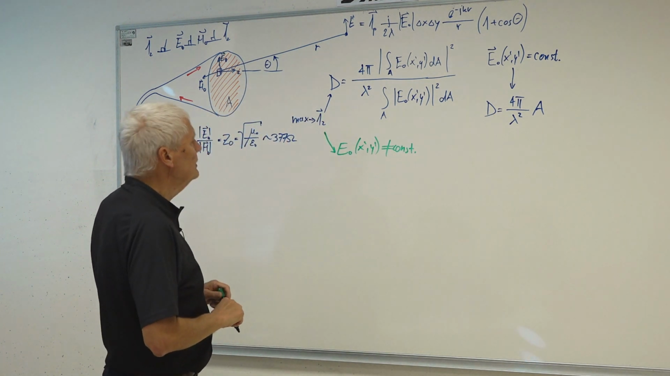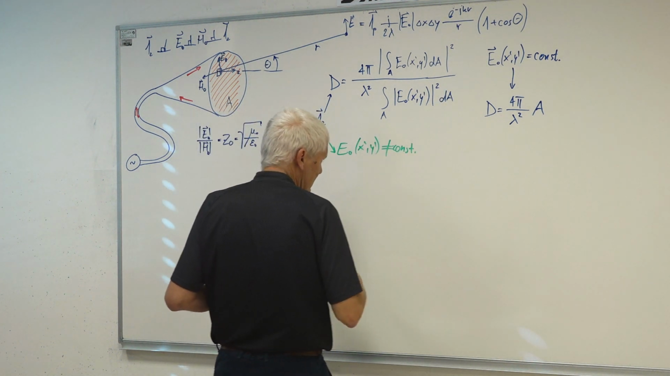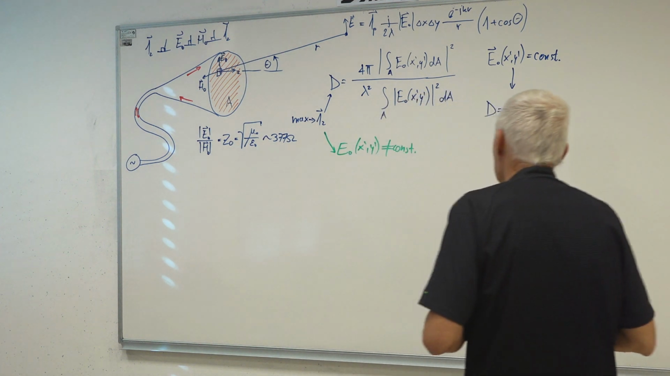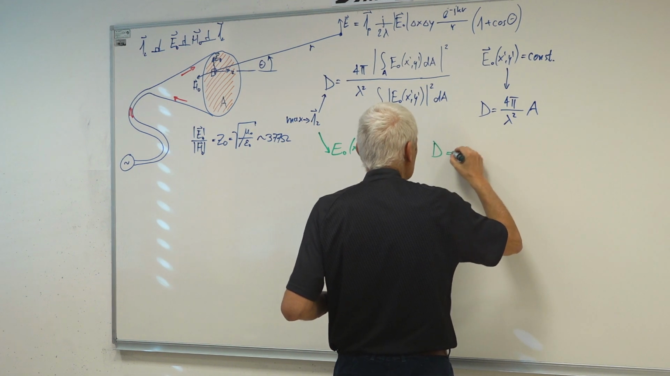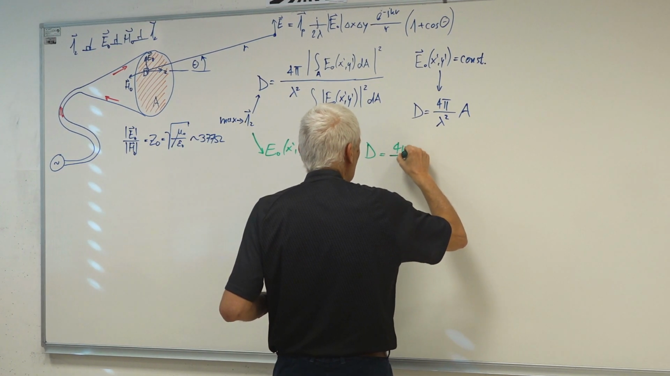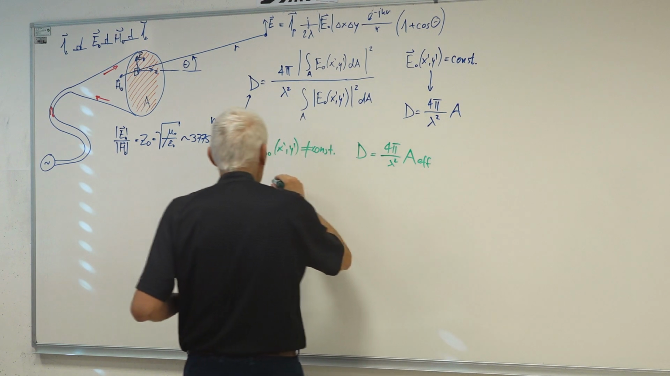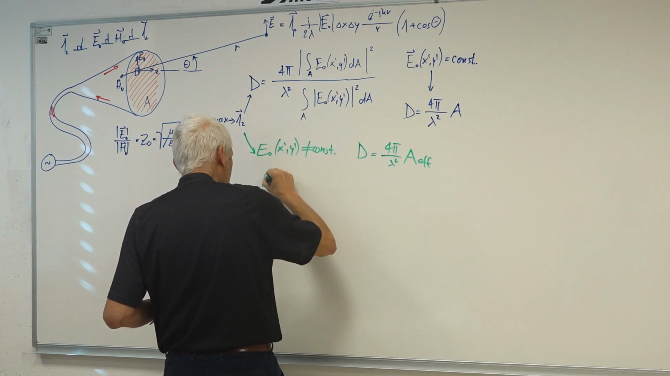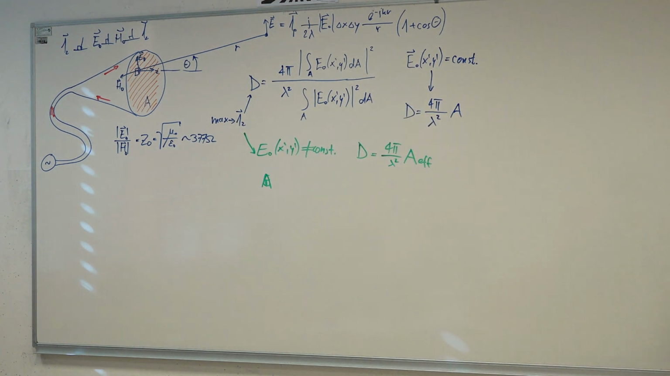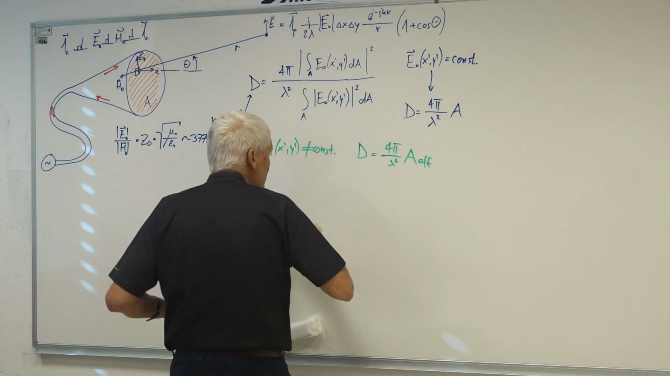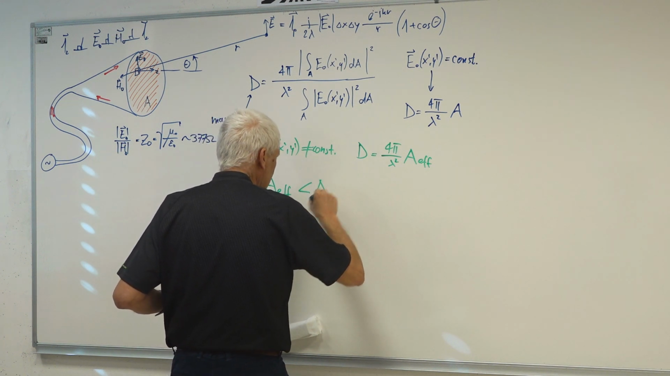What do we have to do then? The formula remains the same as up here, the general formula for the directivity, but we will probably get a directivity that is somewhat smaller: 4 pi over lambda squared times an effective area A, where this effective area of the aperture is actually smaller than the real area of the aperture.